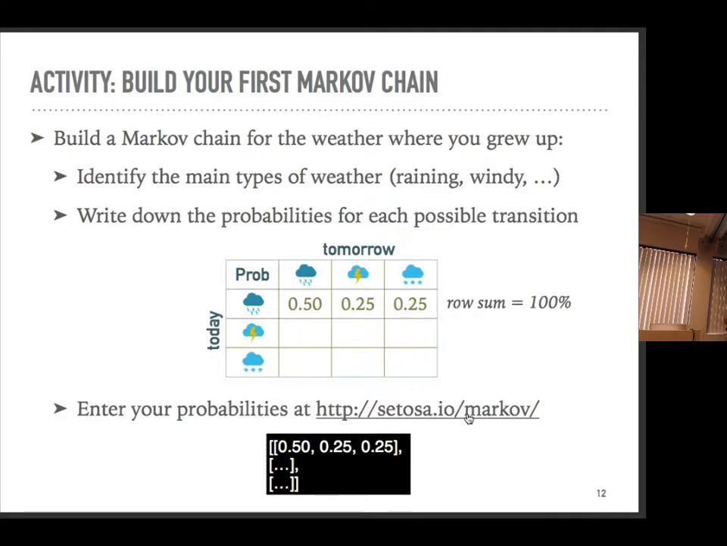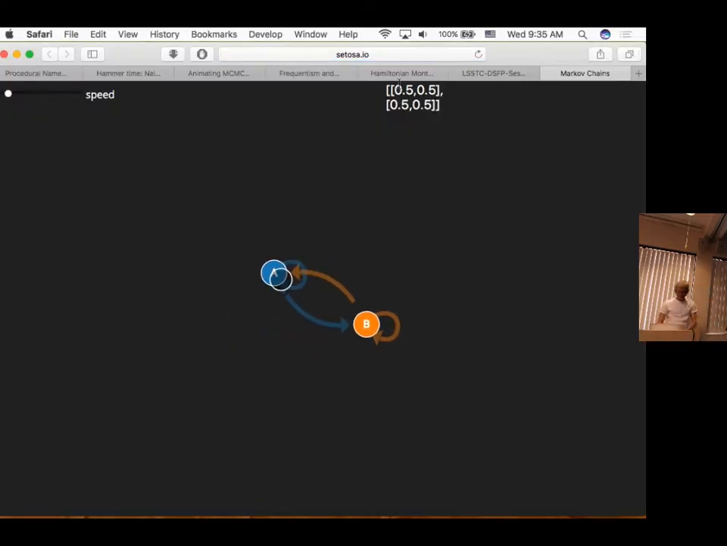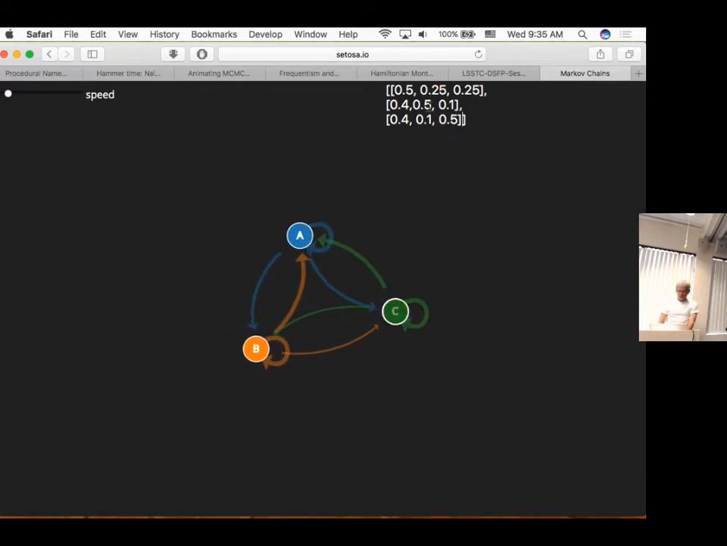Okay, someone put your hand up if you have your table written. I want you to read out your numbers. What are they? 0.5, 0.25, 0.25, and the next one is 0.4, 0.5, 0.1. We discovered you can't say 0 point, it doesn't like that. And then 0.4, 0.1, 0.9. Unfortunately, it doesn't give the nice weather icons that I had here.